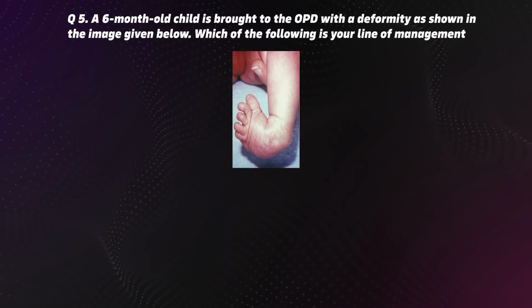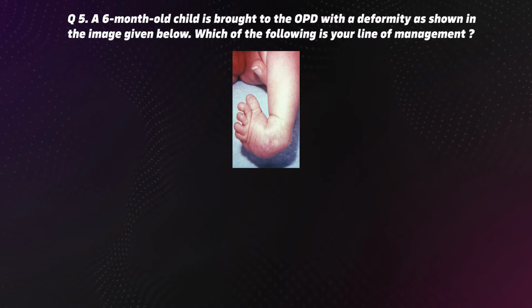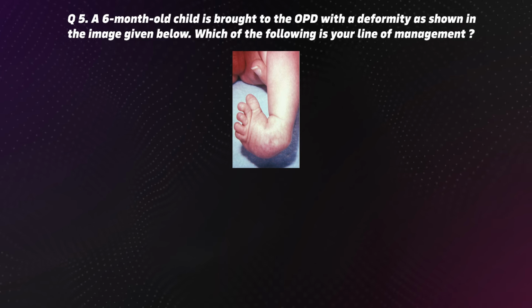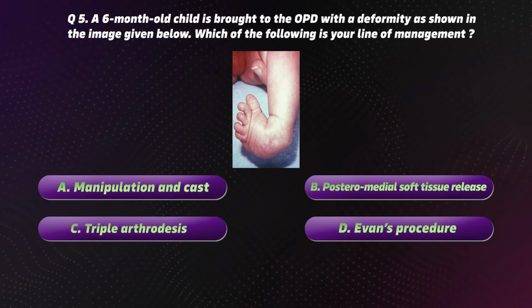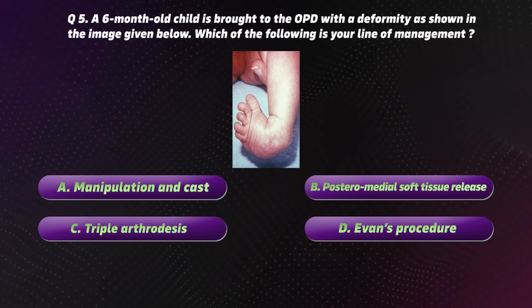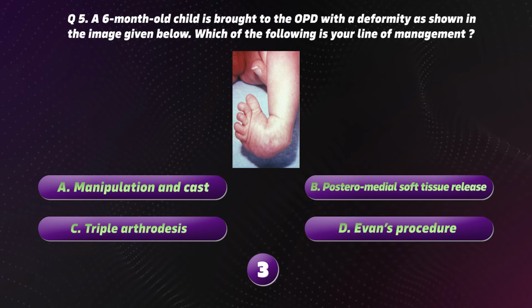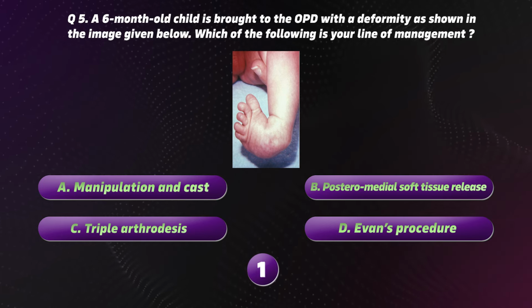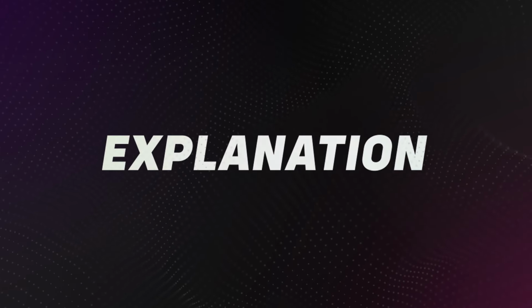Question 5. A 6-month-old child is brought to the OPD with a deformity as shown in the image given below. Which of the following is your line of management? Here are the options. A. Manipulation and cast. B. Posteromedial soft tissue release. C. Triple arthrodesis. D. Evans procedure. And the correct answer is A, manipulation and cast.